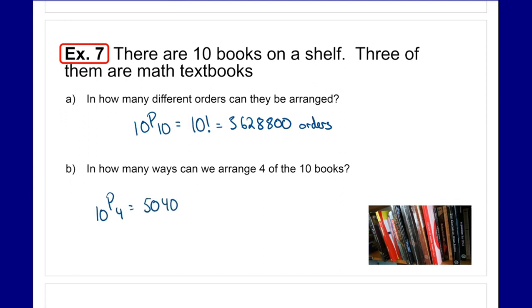5,040 ways. Or you could think of it as first book, second book, third book, fourth book, 10, 9, 8, 7, and still get the same thing. So again, different ways you can think of it depending on how you best visualize the scenario.